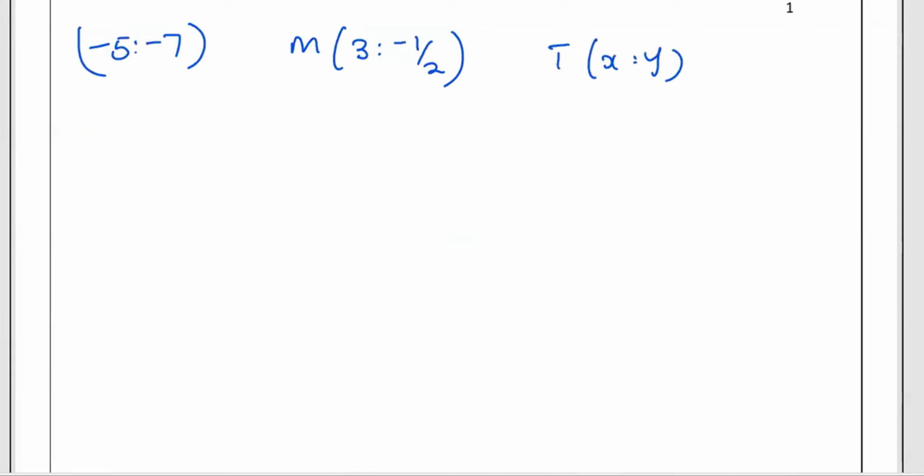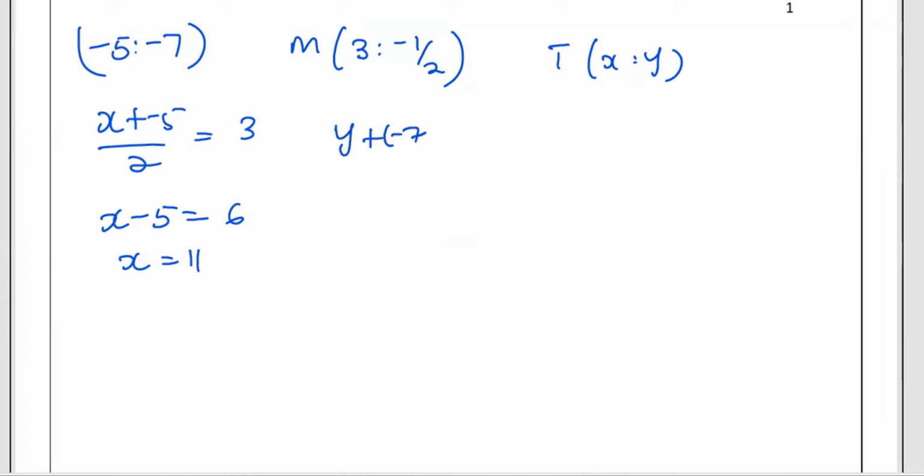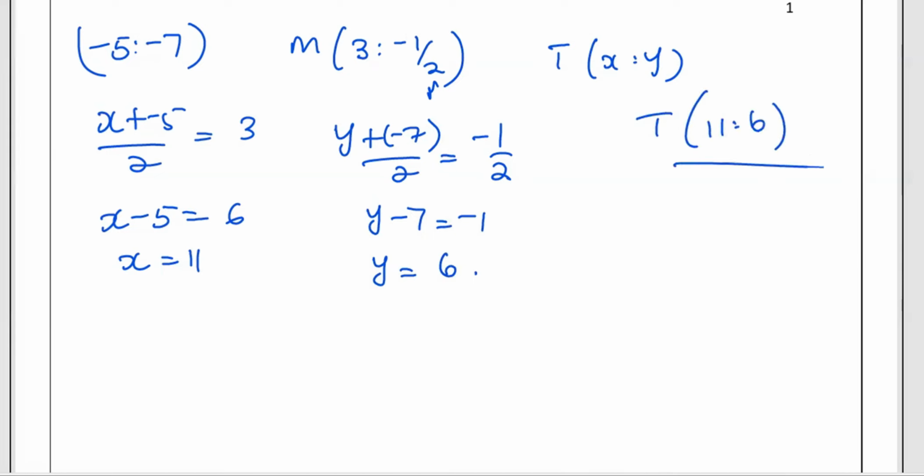Then when I use the midpoint formula, (x plus -5) over 2 must give me 3. Cross multiply: x minus 5 gives me 6. Move the 5, which means x is 11. Then (y plus -7) divided by 2 must give me the midpoint coordinate, -1/2, meaning that y minus 7 is -1. Move the 7 to that side, meaning that y is 6. So chances are high that T can be (11, 6).